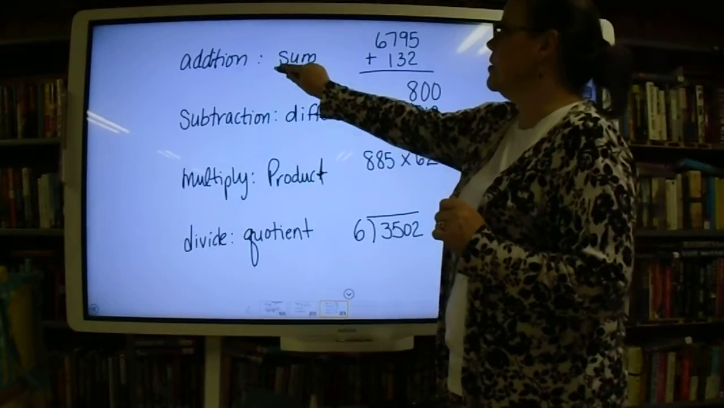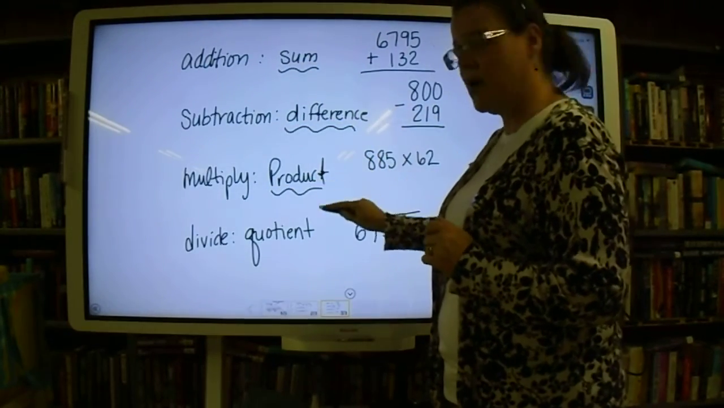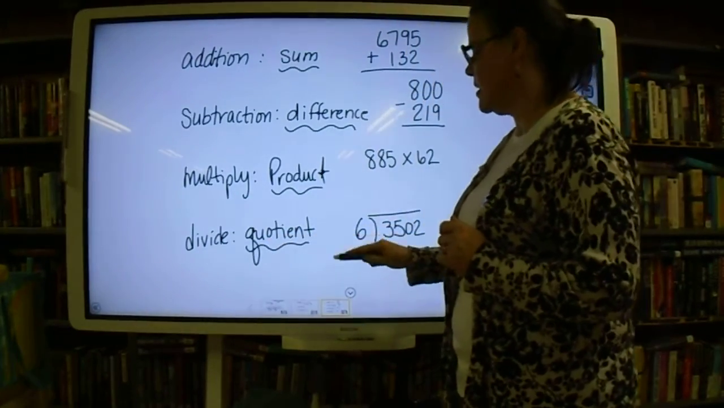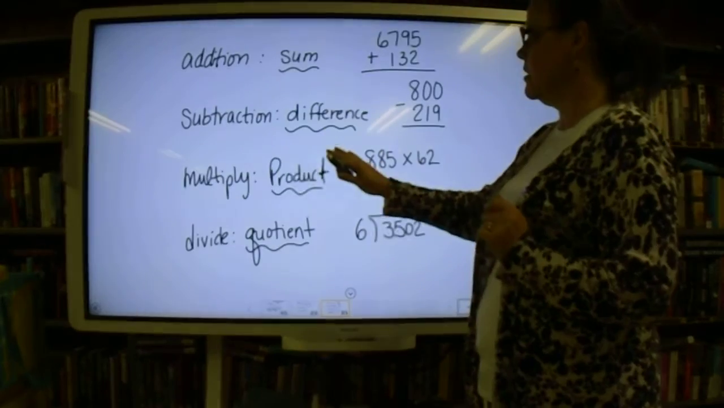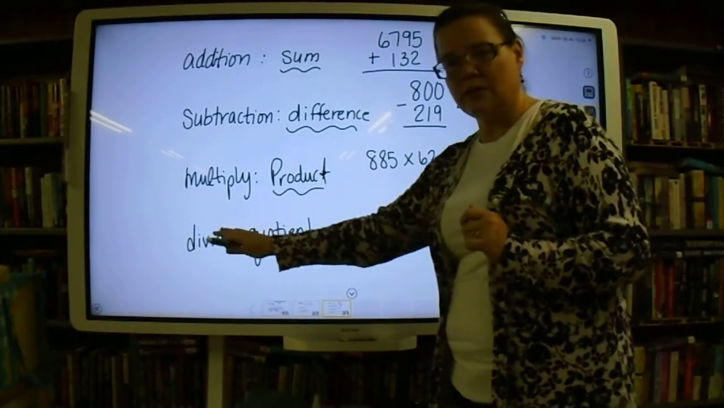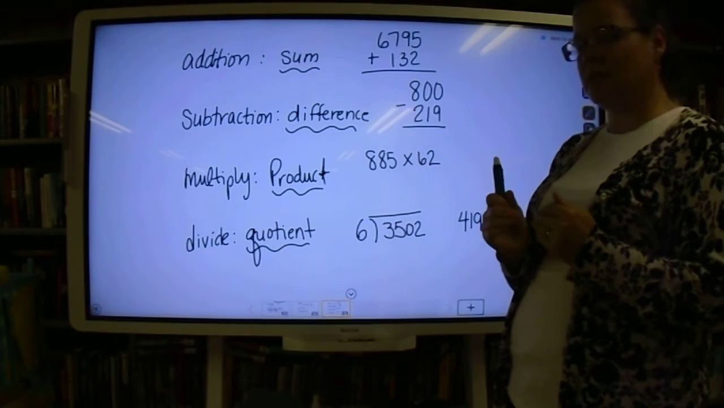But here's some key words: finding the sum, find the difference, find the product of, find the quotient. They all mean sum is addition, difference is subtraction, product is multiply, quotient is divide. And we'll come across more keywords as we move along with these lessons.